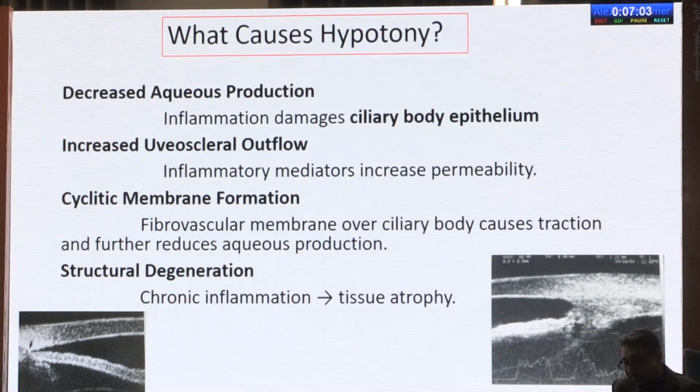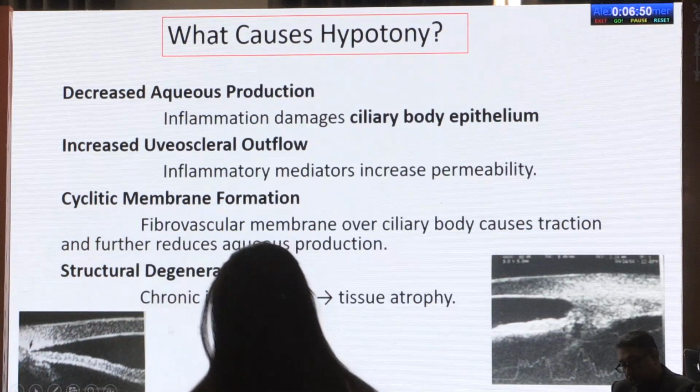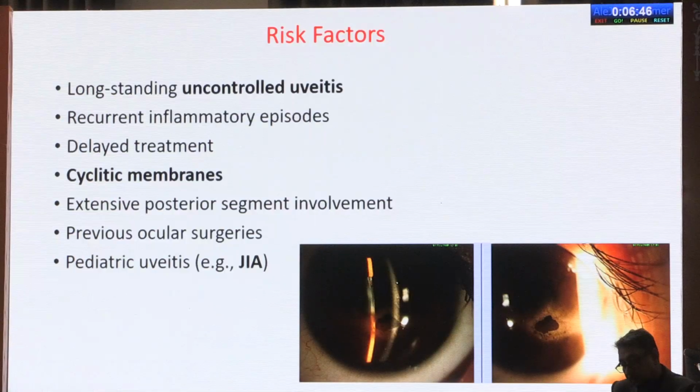What causes hypotony? Most of the time, decreased aqueous production, increased uveoscleral flow, cyclitic membrane, which causes the traction on the ciliary body, and finally, the total damage and atrophy of the ciliary body. There are several risk factors, which, in context of uveitis, I'm talking about.